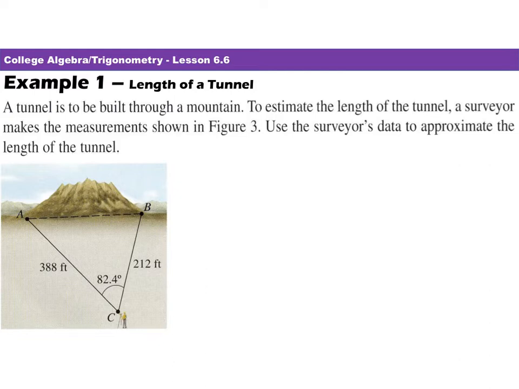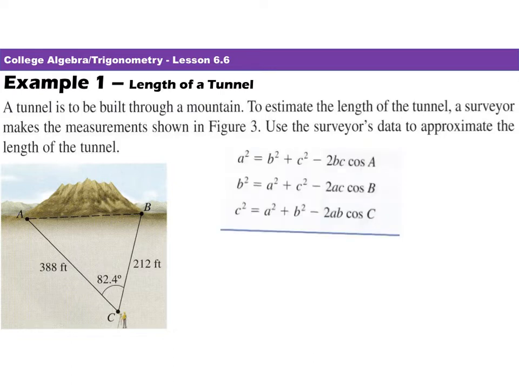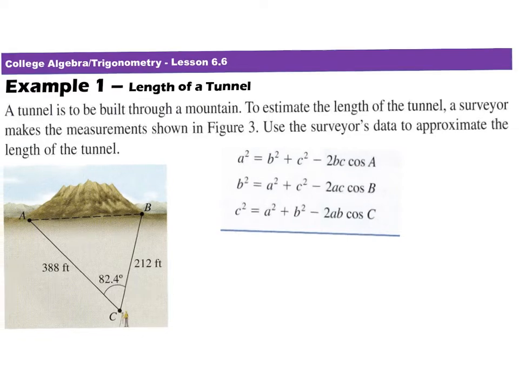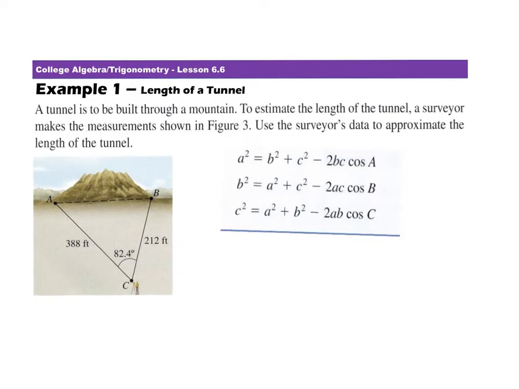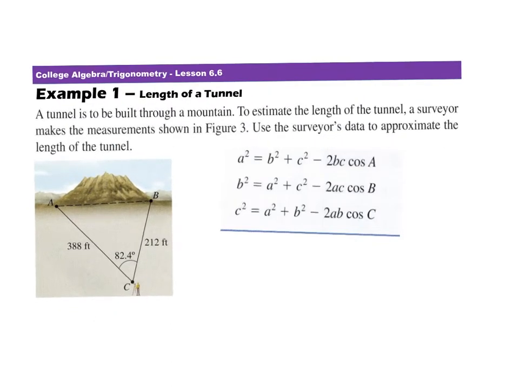All right, first of all, I'm going to put in my formula. So we're going to be here, guys. If you look at this picture that they gave us, it says a tunnel is to be built along a mountain. Estimate the length of the tunnel, the surveyor, and so on. They're looking for this right here, guys. They're looking for the length of A to B.